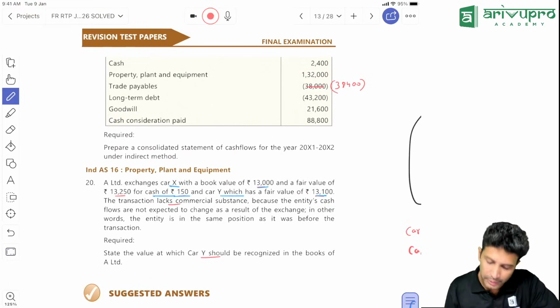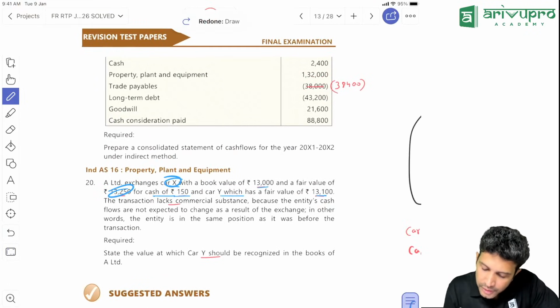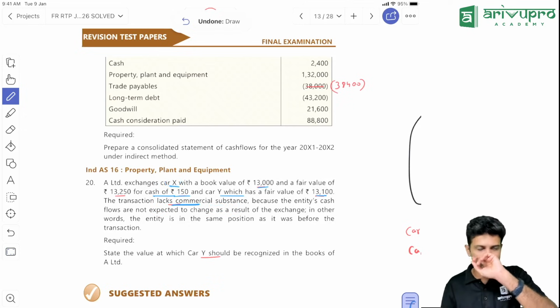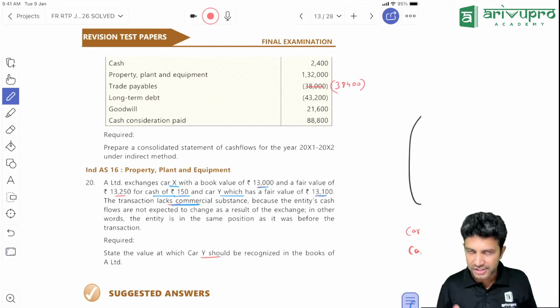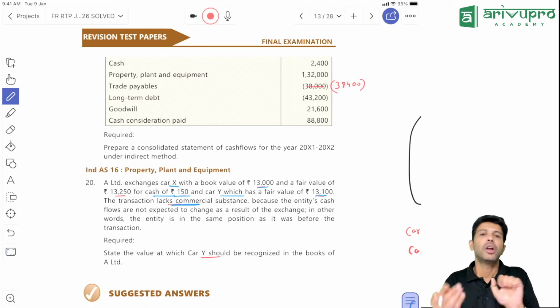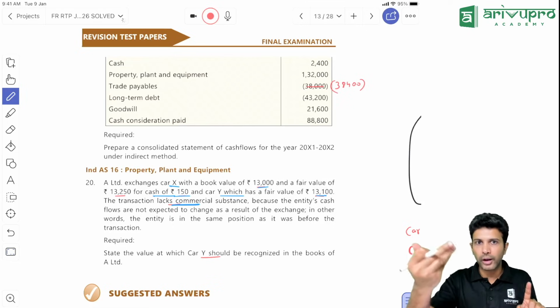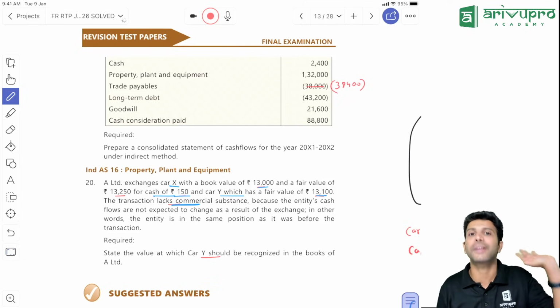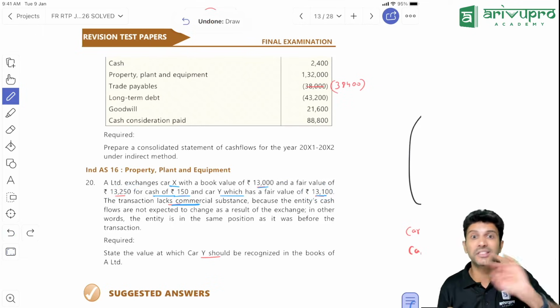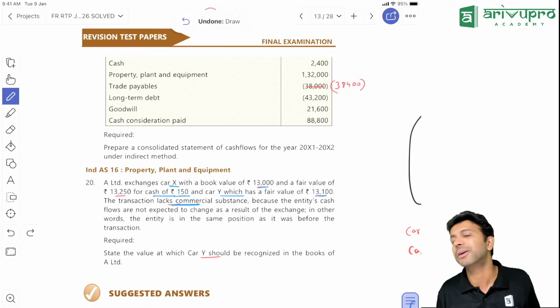Now let's go through the remaining. The fair value of car X and the fair value of car Y are both given. But the transaction lacks commercial substance, is what they are saying. I told you the provision: whenever this exchange scenario happens, as a thumb rule, we have to use fair value. But under two circumstances, fair value is not used. One, when the transaction lacks commercial substance, or two, when the fair value of the assets coming in and going out cannot be found. Here, the fair value of the assets can be found out, so that scenario is not applicable. But what is applicable is the transaction lacking commercial substance.